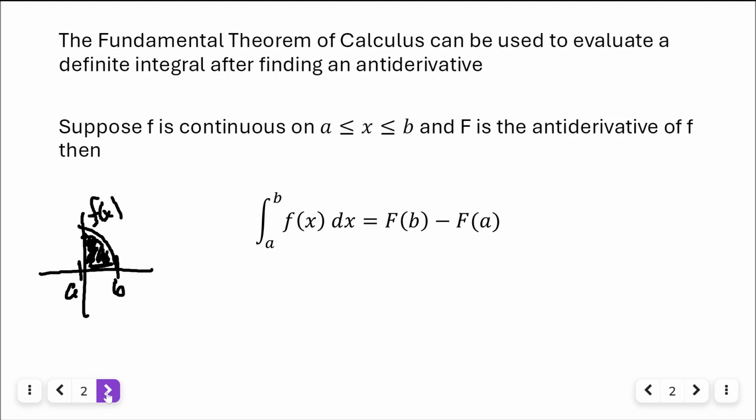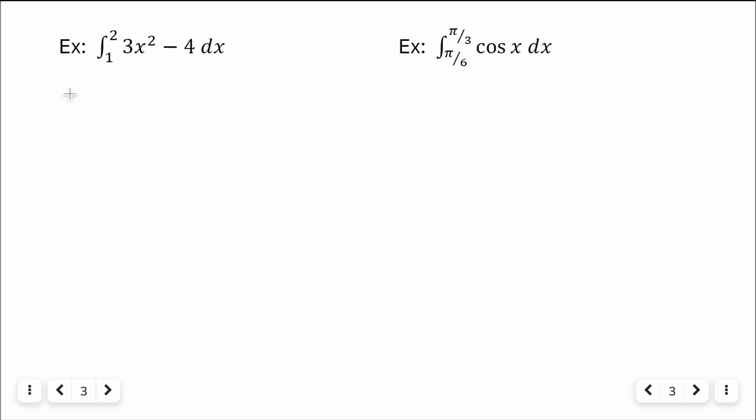All right, so let's try a couple just to make sure you got the hang of it. And that's really all there is to this. So let's try the integral from 1 to 2 of 3x squared minus 4 with respect to x. The first thing we're going to do is integrate this. The integral of 3x squared minus 4 will become a straight line, and I'm going to evaluate between 1 and 2.